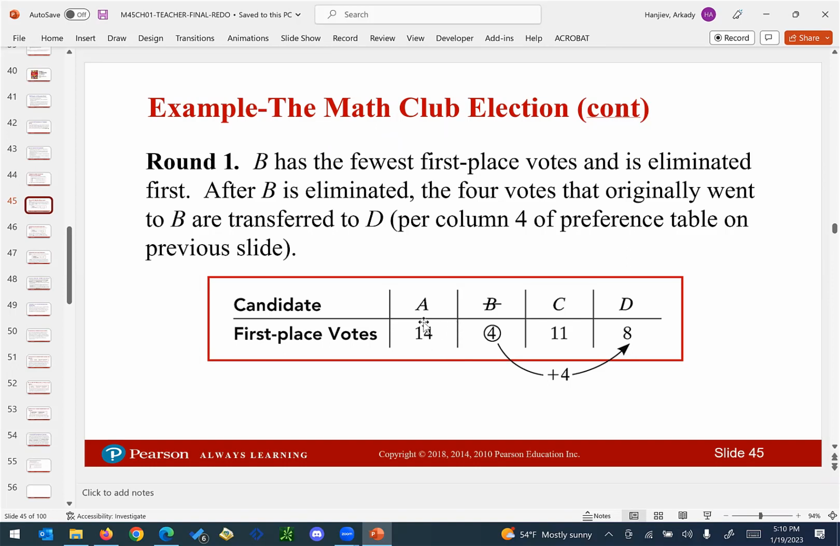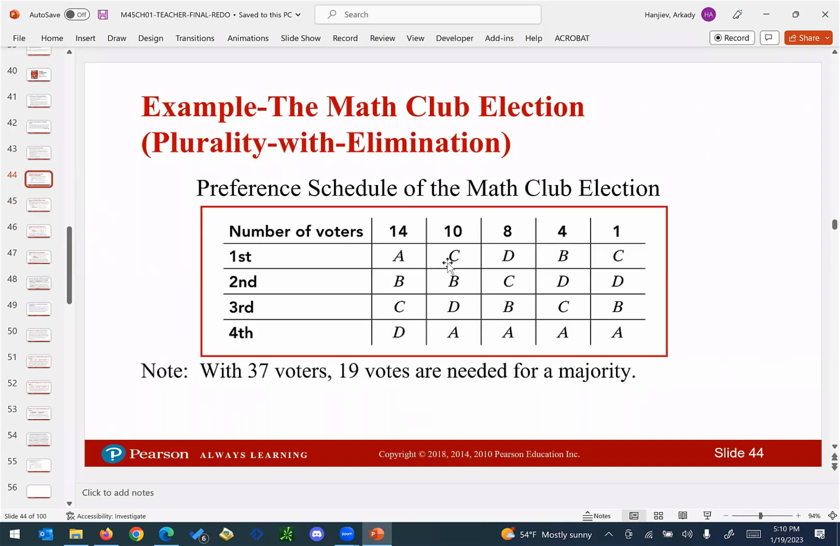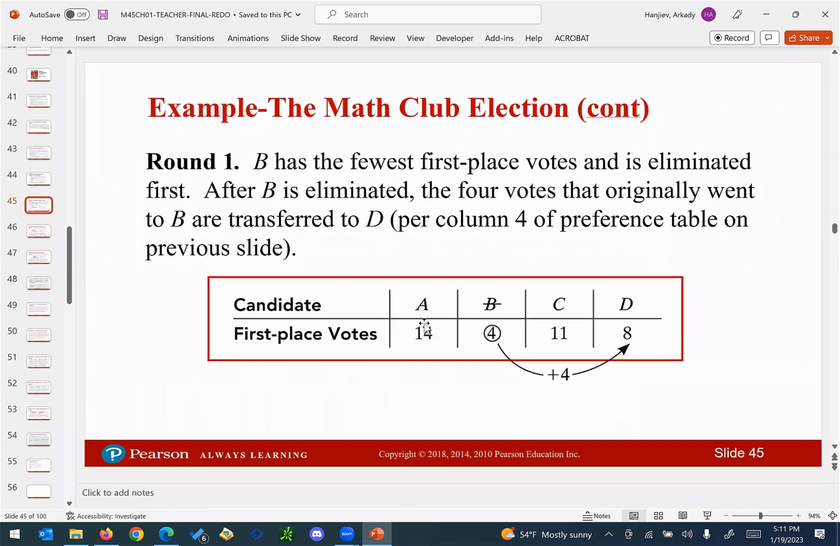So if we count them, we got 14 for A, 4 for B. Sorry, let me go back real quick just to make sure that we're looking at what we need to look at. Yeah, so A got 14, B got 4. So they're the lowest right here. That's the lowest. D got 8. That's the second lowest. And then C got voted twice. So C gets 11. So if we go over here, here's our point counts: 14, 4, 11, and 8.